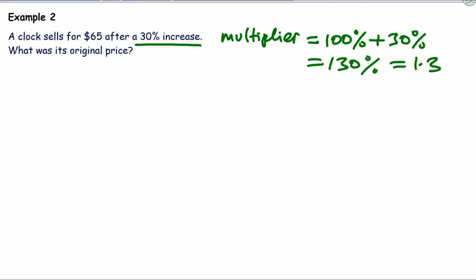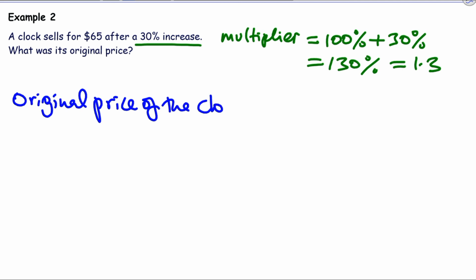So basically, we can find the original price of the clock if we know what the multiplier is. And now I'm going to use method 2, by the way, from the previous example. So basically, the original price of the clock will be equal to $65 divided by the multiplier. Remember, we are performing the inverse operation, so divide by the multiplier, and what you'll get is $50.